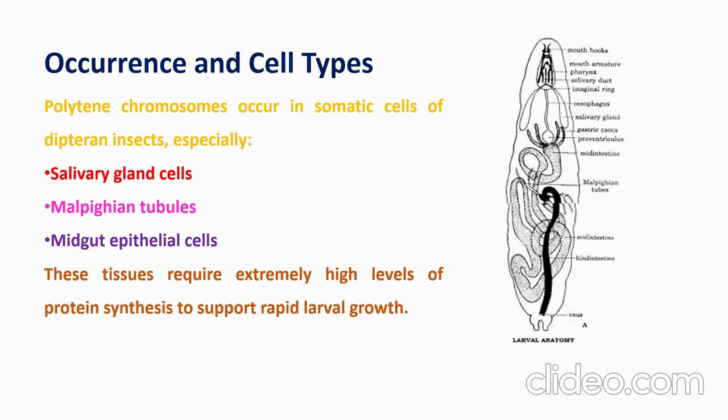The primary biological significance of Polytene chromosomes lies in their ability to increase gene dosage, thereby enabling extremely high levels of gene expression required for rapid growth and intense protein synthesis during larval development. Their large size and distinct structural organization make them an important model for studying chromosome structure, gene activity, and regulation.